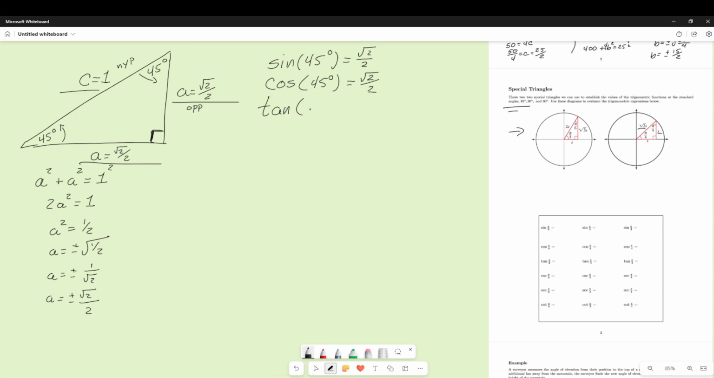Then the tangent of 45 degrees, opposite over adjacent. So square root of 2 over 2 over square root of 2 over 2. That might look ugly, but since they match, that's just a 1. So we can fill a lot of this out. 45 degrees is the same as pi over 4, so we know the sine of pi over 4 is square root of 2 over 2. Cosine of pi over 4, square root of 2 over 2. Tangent of pi over 4, 1.